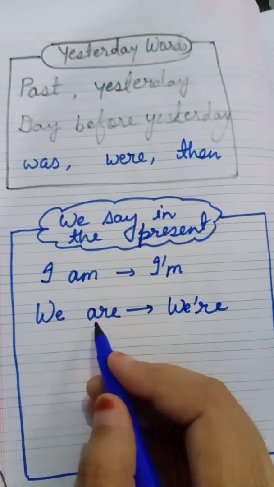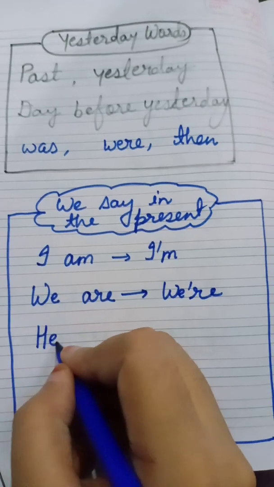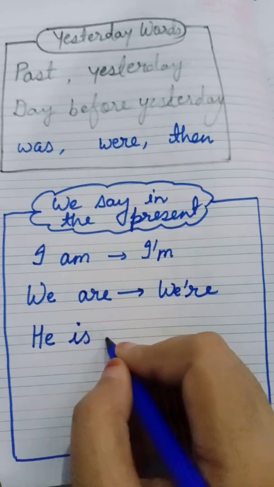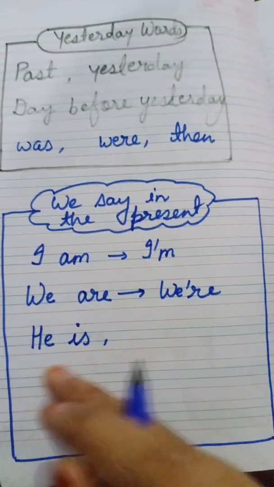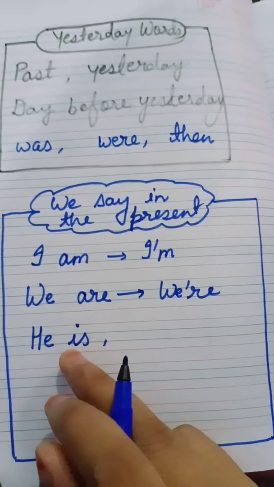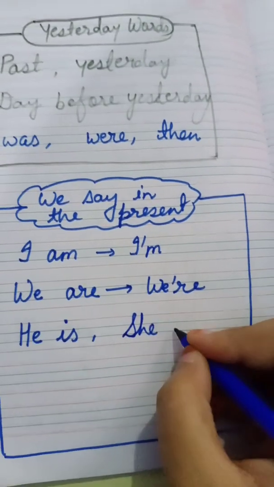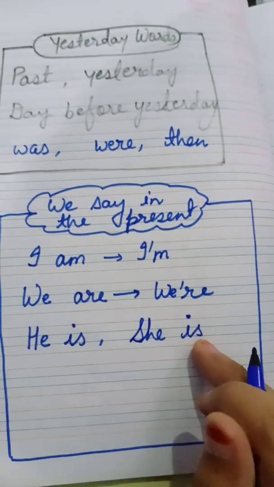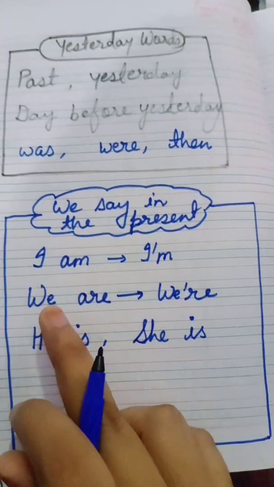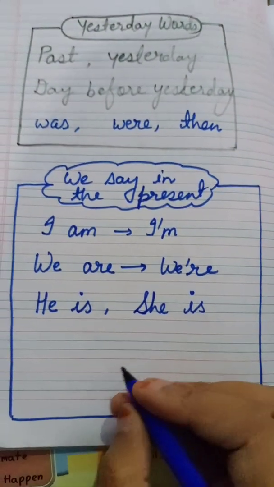I am, we are. If we are using he, we use it for the male. So he is going, he is coming, like this. We use is for he. Similarly, she is. Always we use is for she. He is, she is, we are, and am is only for I.